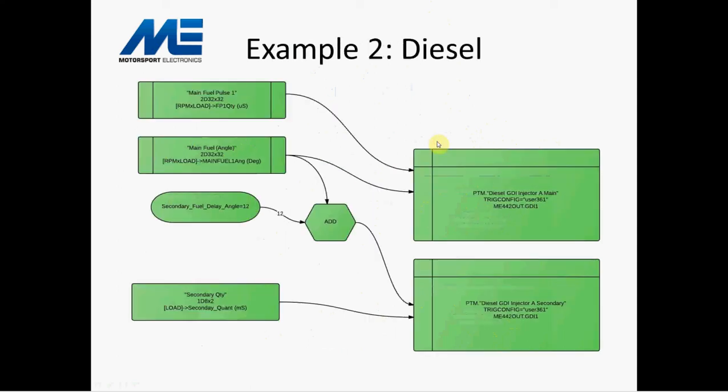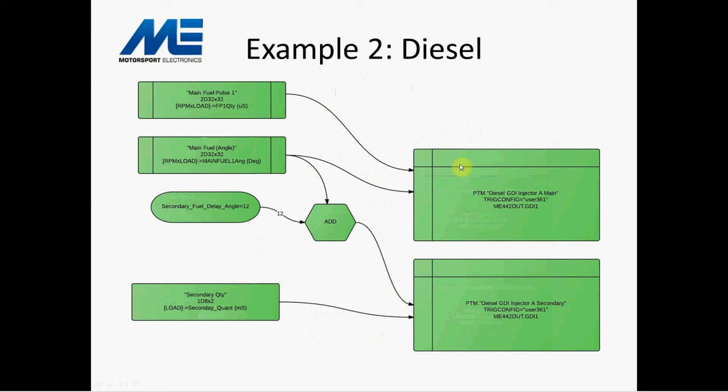So the next thing to look at is a diesel engine. Now the great thing about this is the flexibility. Because we have these PTM nodes, we have pure flexibility. So we don't want to run a petrol engine anymore, we want to run a diesel engine. And a diesel engine in this case has a main fuel pulse, and it also has a secondary fuel pulse, a small pulse afterwards to help with emissions. And it might have several pulses, but in this case we're only dealing with 2.